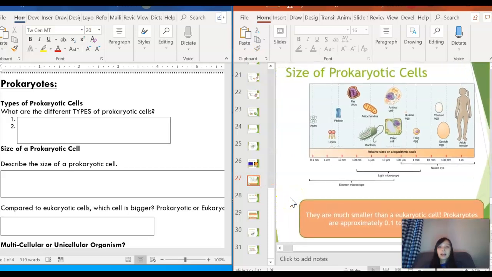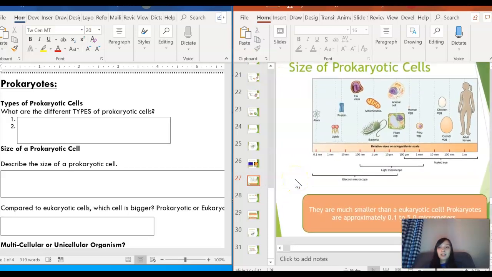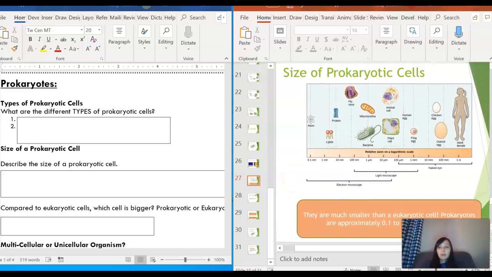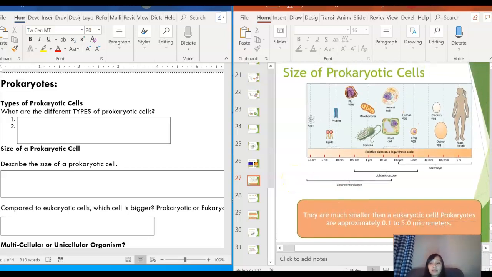Okay, prokaryotes, they are much smaller than a eukaryotic cell. Prokaryotes are approximately 0.1 to 5.0 micrometers small. So here they are, much, much smaller than our plant and animal cells. And we already can't see plant and animal cells with our eyes.